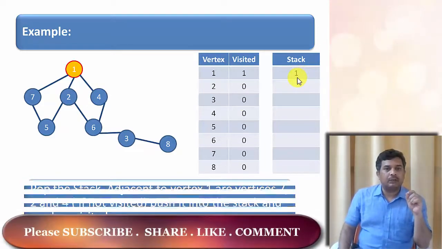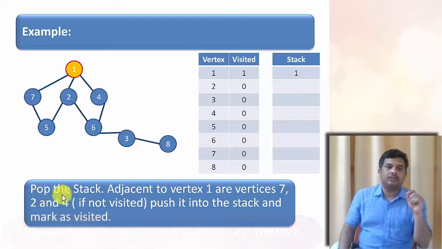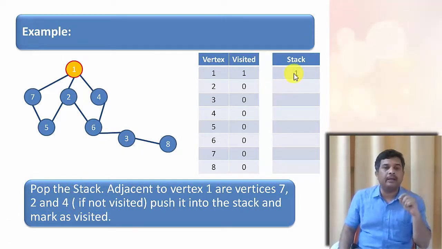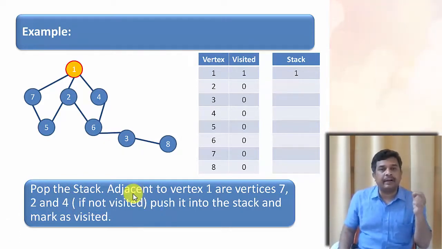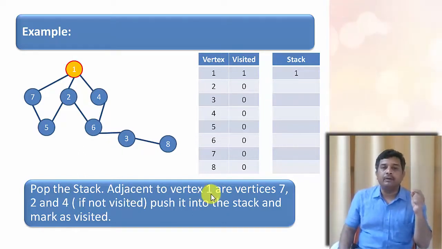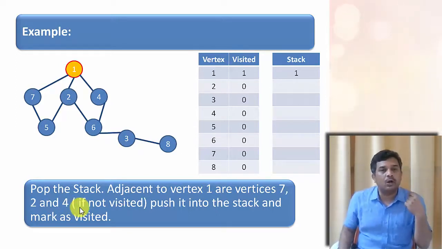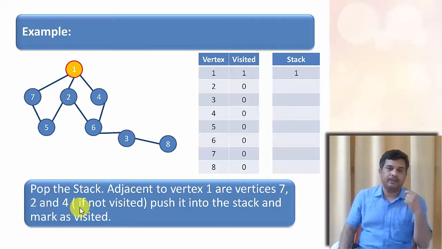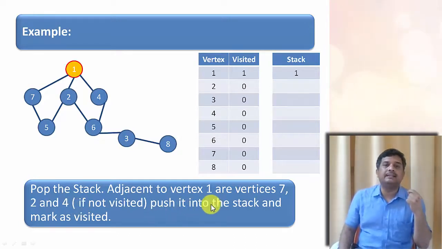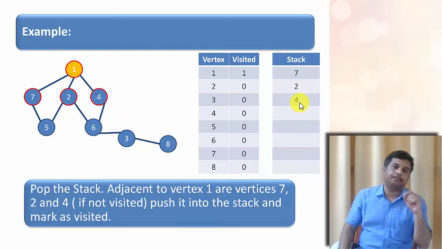In the next step, we are going to pop the stack. It means on the top of the stack 1 is there, so we are going to pop it. But before that, we are trying to find the adjacent vertices of 1. So 7, 2 and 4 are the adjacent vertices which are not yet traversed. That's why we are going to push these into the stack, in the order 7, 2 and 4.